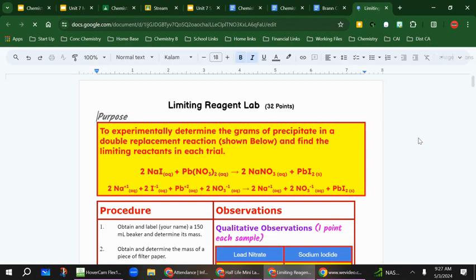I haven't posted this yet, ladies and gentlemen, but this is the lab that you are going to do on Tuesday. This is the reaction that you are going to do. You're going to take a certain amount of sodium iodide and mix it with a certain amount of lead(II) nitrate. You are going to create sodium nitrate and lead iodide. That is what you are going to make.